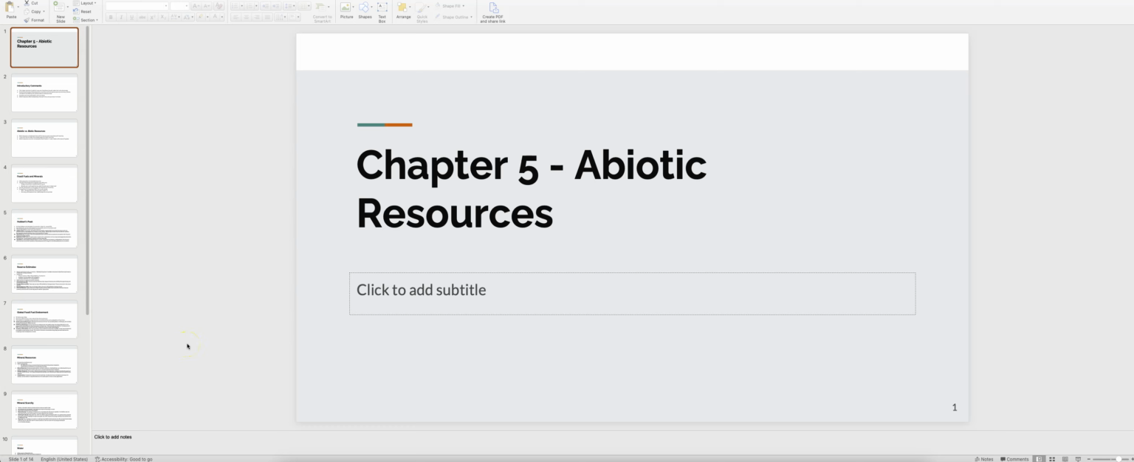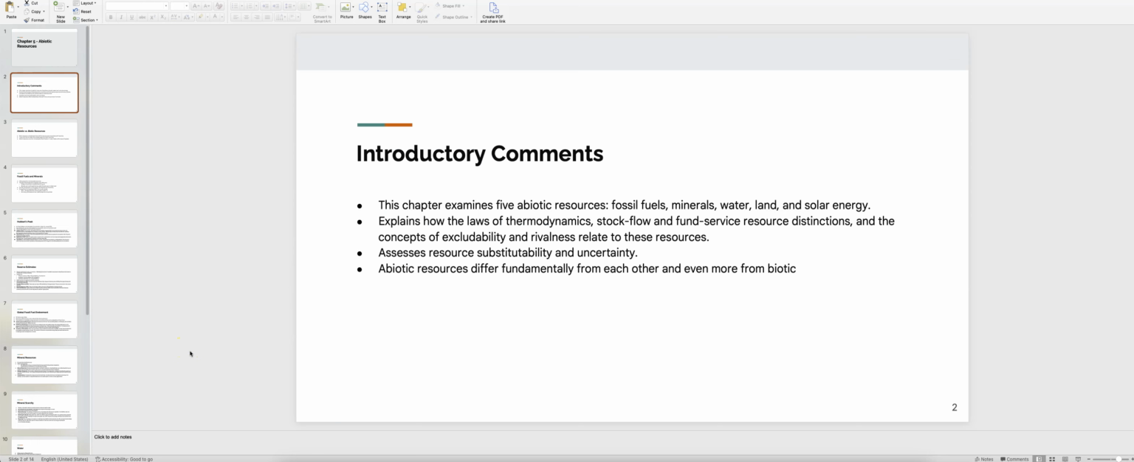So in this chapter, we start this distinction between abiotic and biotic resources. Here in chapter 5, we're going to look at the abiotic resources, and then in chapter 6, we'll look at the biotic resources. So I guess the key thing here would be: what's the difference between an abiotic versus a biotic resource? When we're talking about abiotic resources, we're talking about these non-living components within the environment.